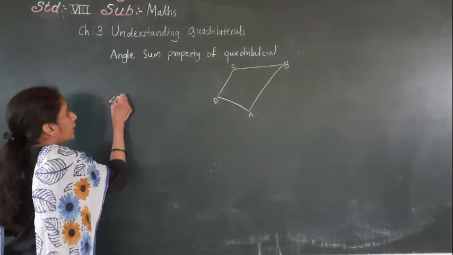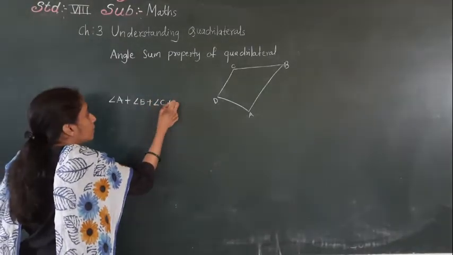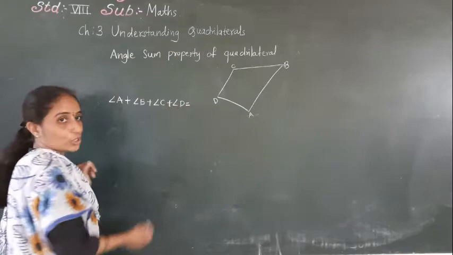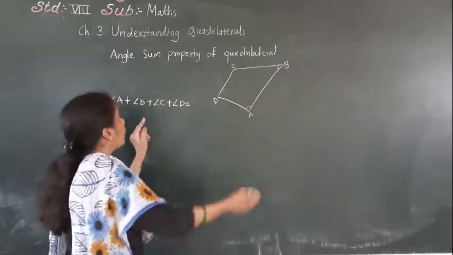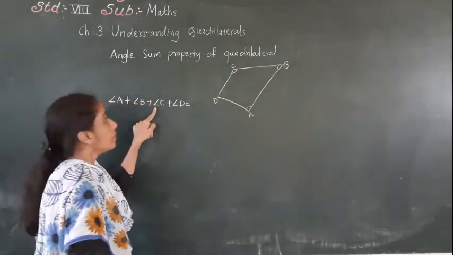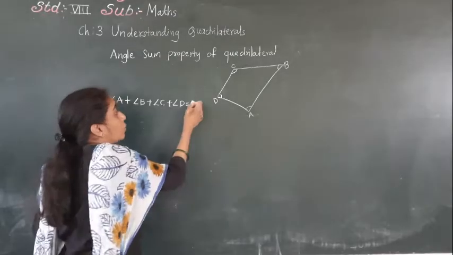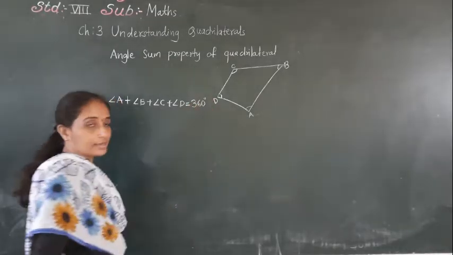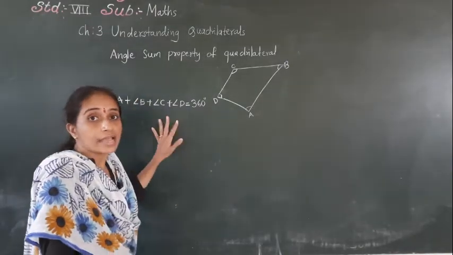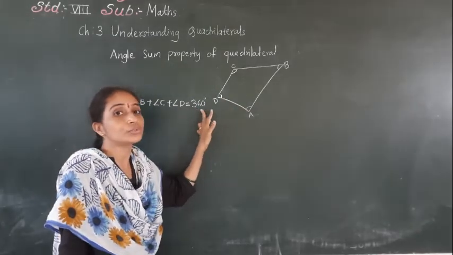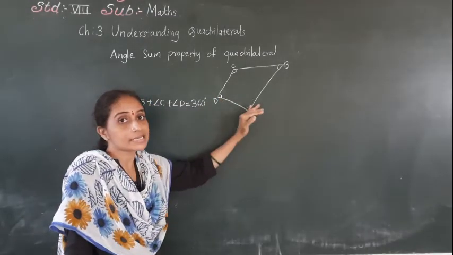See, angle A plus angle B plus angle C plus angle D is equal to, okay, see, angle A, this angle, plus angle B, this angle, plus angle C, this angle, plus angle D, this angle. So the sum of these angles of a quadrilateral is equal to 360 degrees. What is the angle sum property of a quadrilateral? The sum of the angles of a quadrilateral is equal to 360 degrees.